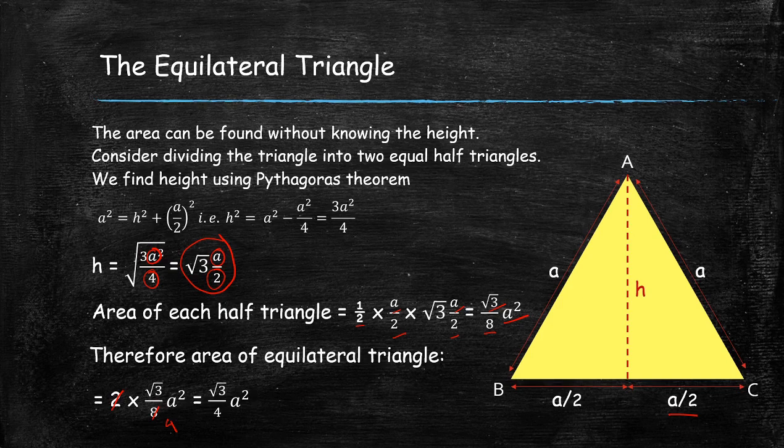So we can see that we did not use the height of the triangle at all. We found it using the Pythagoras theorem, and in the formula we are just using the side of the triangle.